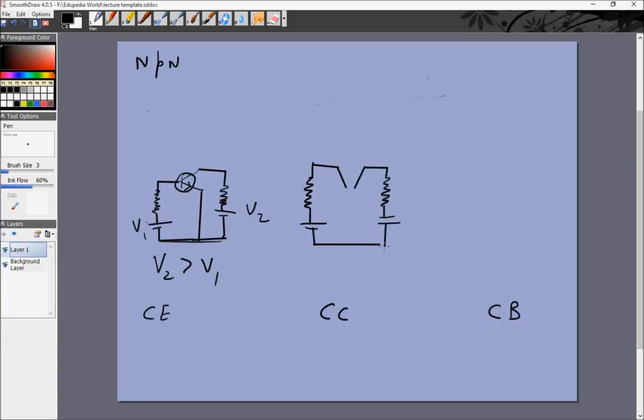In this case, it doesn't matter whether the magnitude of V1 is greater than V2 or V2 is greater than V1, because it will be forward or reverse bias appropriately in any case. This is the smaller terminal, this is the bigger terminal. So this is the common collector configuration, and then you have the common base configuration.